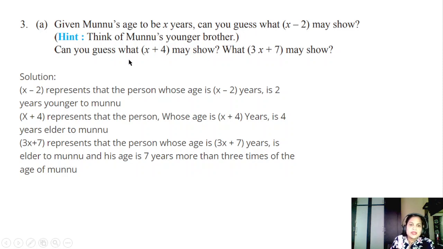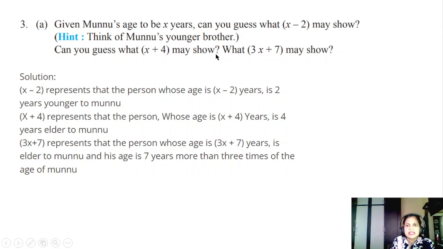Okay. Can you guess what X plus 4 may show? What 3x plus 7 may show? Let's do this. First one, X minus 2 represents that the person whose age is X minus 2 years is 2 years younger to Manu. Okay, might be a younger sister or younger brother.